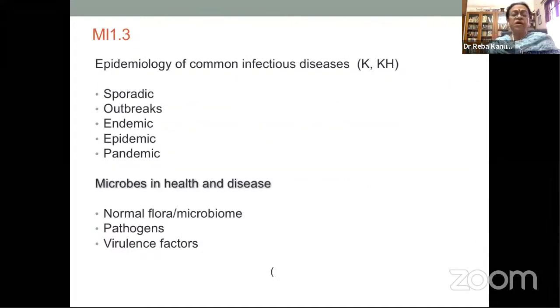The next objective is epidemiology of common infectious diseases. This is entirely knowledge-based. The student should know how a sporadic disease occurs, what an outbreak is, what is endemic, what is epidemic, what is a pandemic. In addition, they need to know the role of microbes in health and disease, especially the normal flora, the microbiome of the body, the pathogens, and the virulence factors that play a role in disease. This is again a competency which we need to teach the students as knowledge, so they should know how these things occur.